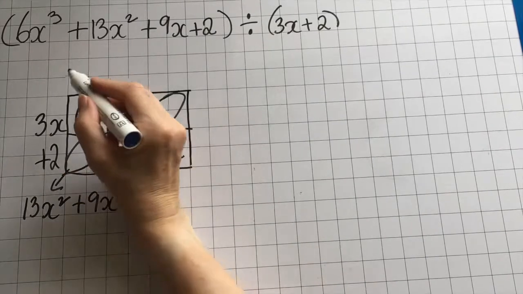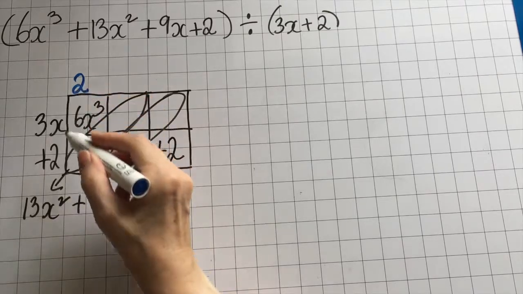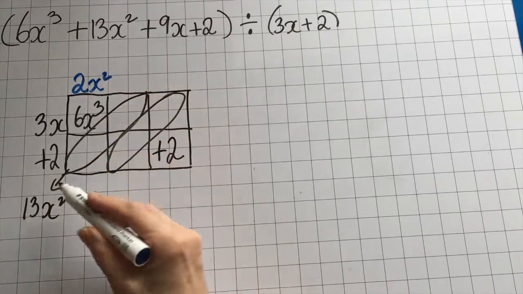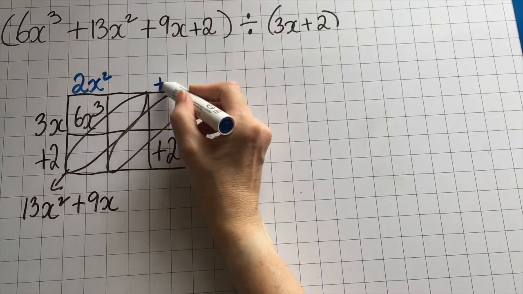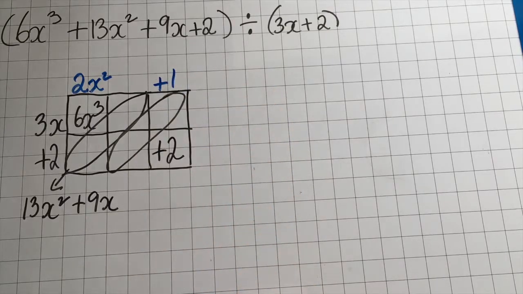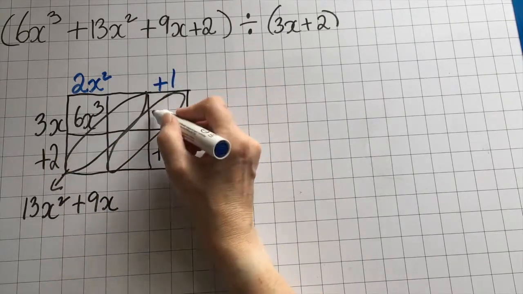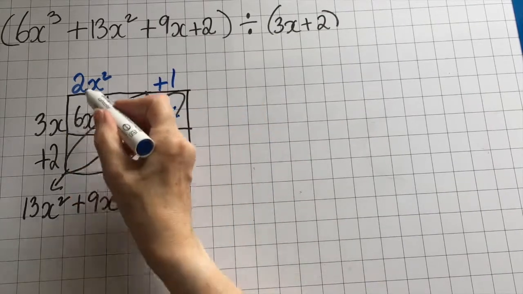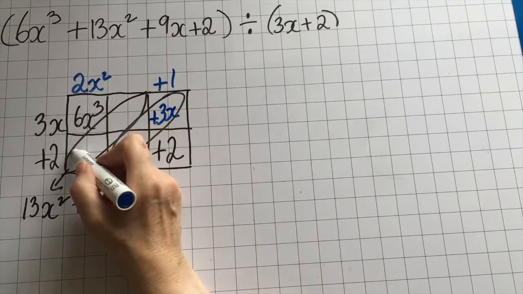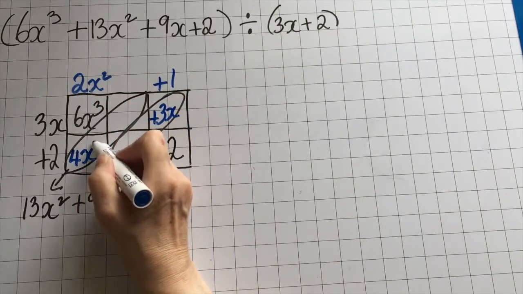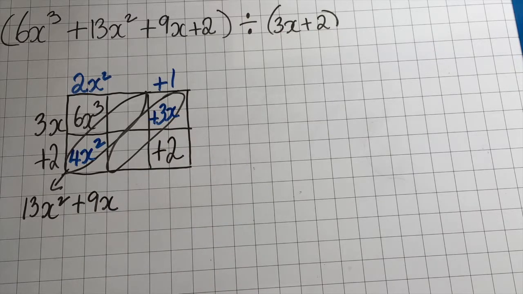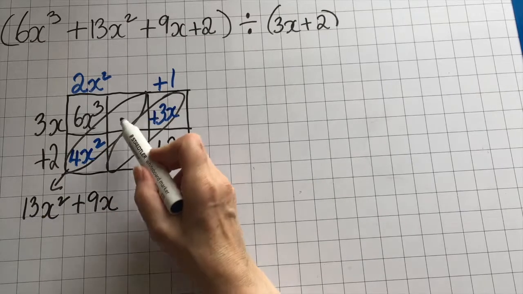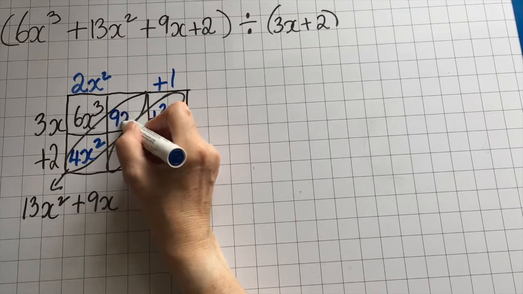Now finding the area, I multiply length by breadth. So 3x into 6x cubed. 3 into 6 goes twice, x into x cubed goes x squared times, and 2 into 2 goes once. Now that allows me to find the areas of two other boxes. 3x times 1 is 3x, and 2 times 2x squared is plus 4x squared. Now along this diagonal, I've got 13x squared, so I'm missing 9x squared.